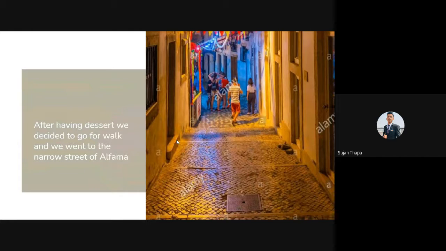So after having dessert, we decided to go. That's our second step. After having the dessert, we decided to go for a walk, and we went to the narrow streets of Alfama.